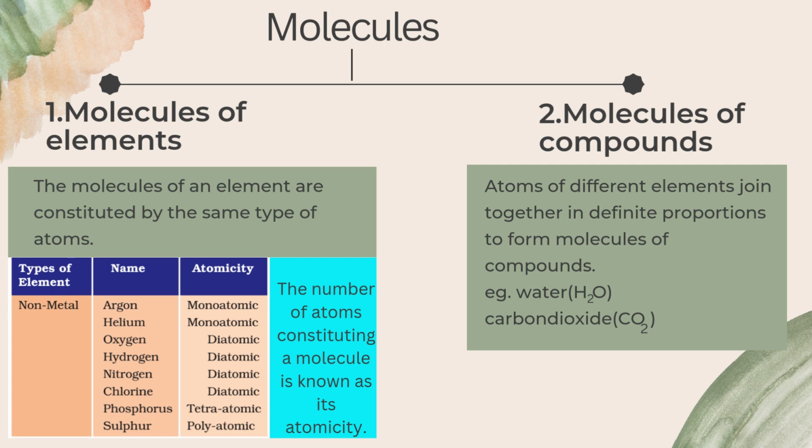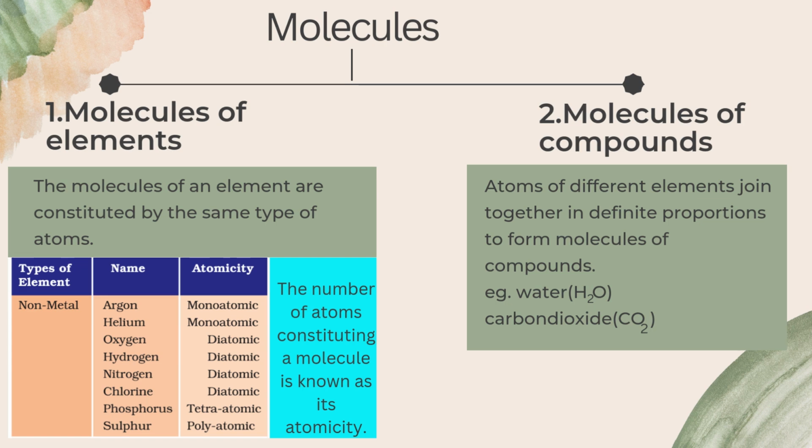Here in this section we are discussing two types of molecules, that is molecules of elements and molecules of compounds. Molecules of elements are constituted by the same type of atoms, and vice versa, molecules of compounds are atoms of different elements joined together in definite proportion to form molecules of the compound, for example water, carbon dioxide, etc.